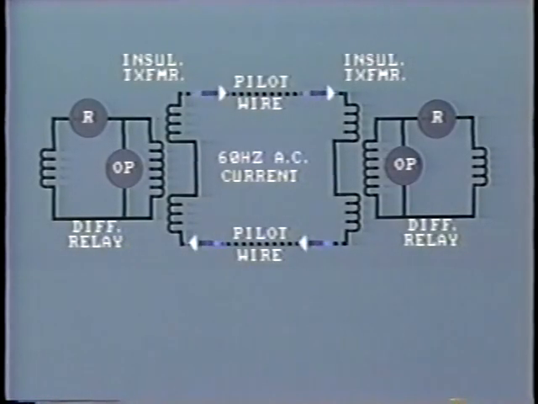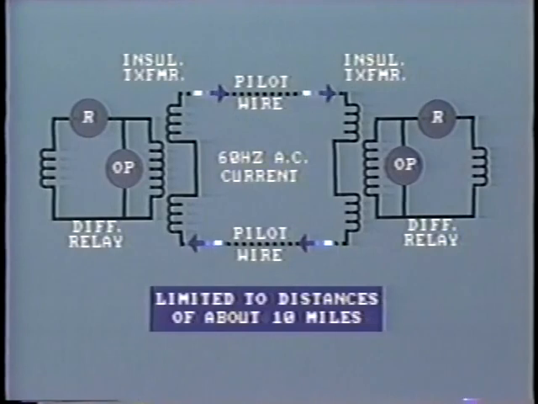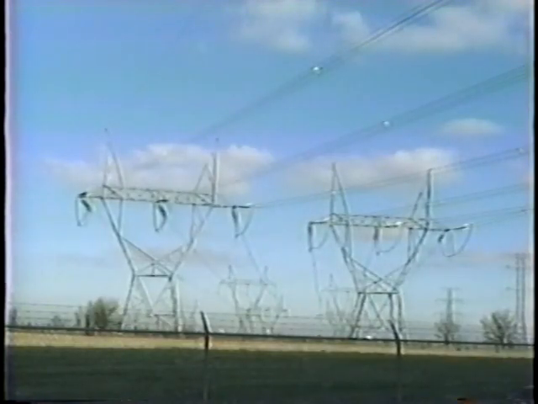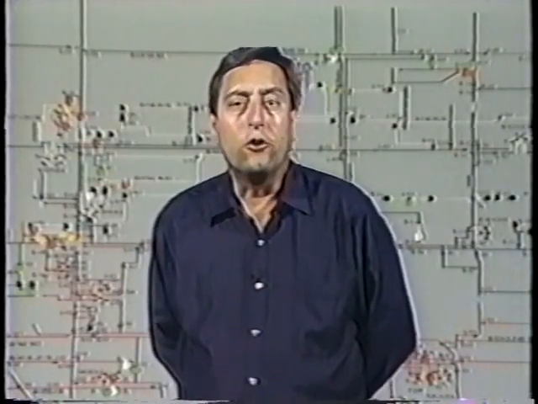As we have already mentioned, pilot wire protection is limited to a distance of about 10 miles. But most of our power lines are much longer than this. So other forms of communication channel are employed for pilot protection, and we'll be looking at this in the next segment. For now, time to take a break.